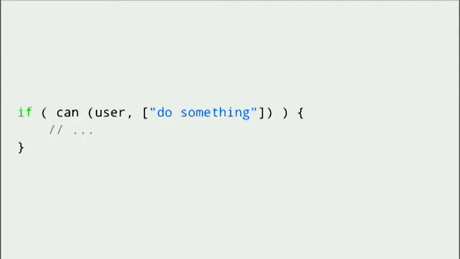So this is now possible to use. You can say, can the user do something? And you would get back true or false. And can the user do action 1 and action 2? Then you would also get true if they could do either one of them.